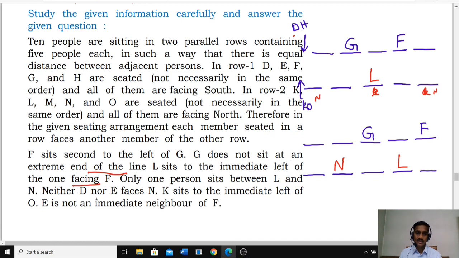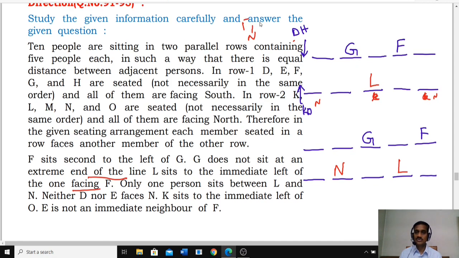Then next one. And neither D nor E faces N. Opposite N, D is not there, E is not there. Isn't it? D is not there, E is not there, F and G are also not there, so tell me who is opposite N in this first case. In the first case, D, E, F, G cannot be here.